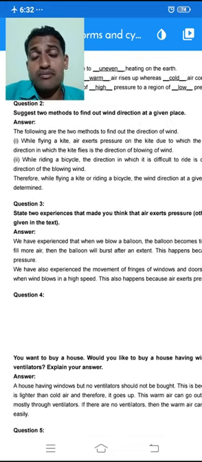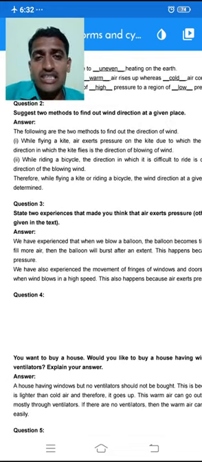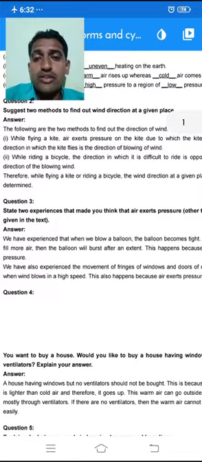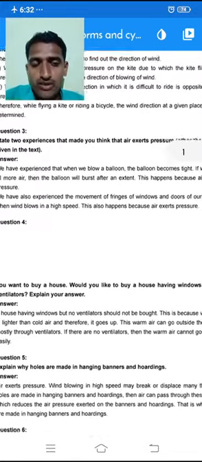The direction of the wind blowing is opposite, hence it opposes your movement. Okay, so these are the two examples in which you can find out in which direction the wind is blowing. Let's go to question number 3.